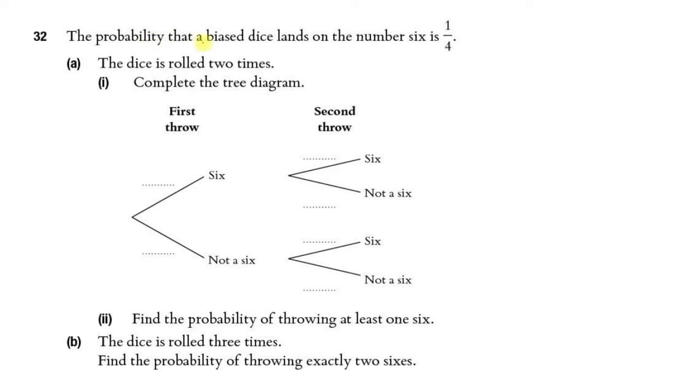The probability that a biased dice lands on the number 6 is 1 over 4. The dice is rolled 2 times. Complete the tree diagram. Okay, first throw, second throw. Now the probability of the dice landing on 6 is 1 over 4. If it's not a 6, so 3 over 4, right? Just subtract this. 1 over 4, not a 6, 3 over 4.